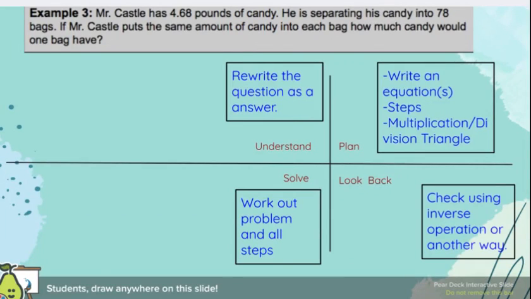Example 3. Mr. Castle has 4.68 pounds of candy. He is separating his candy into 78 bags. If Mr. Castle puts the same amount of candy into each bag, how much candy would one bag have?